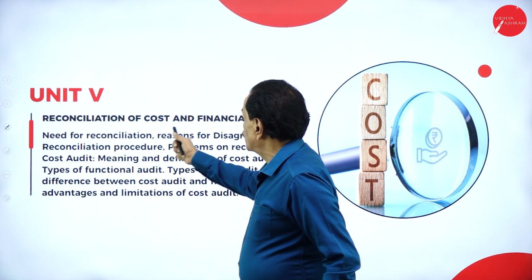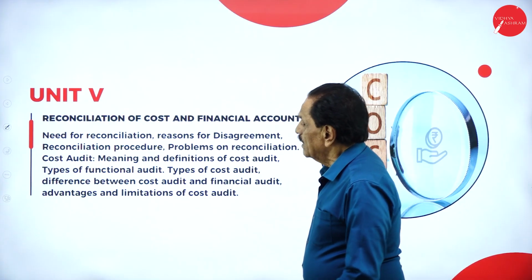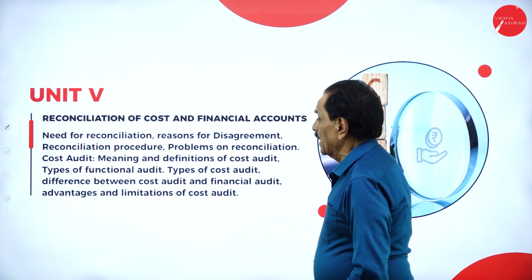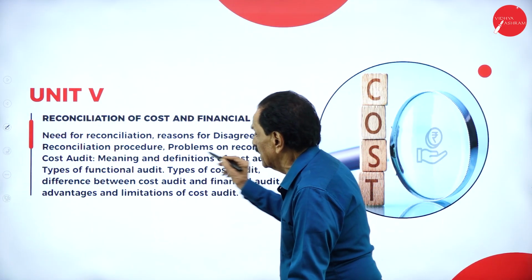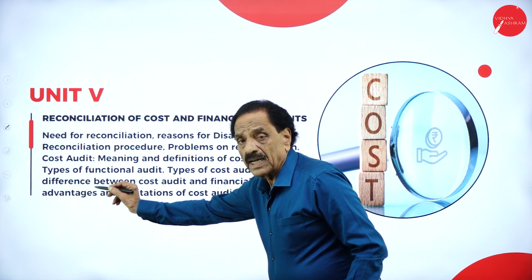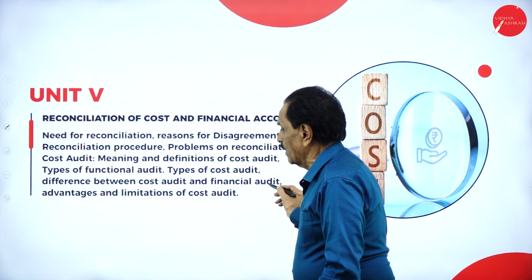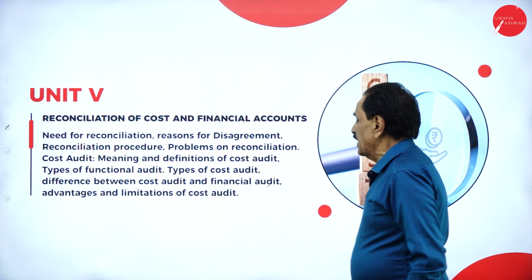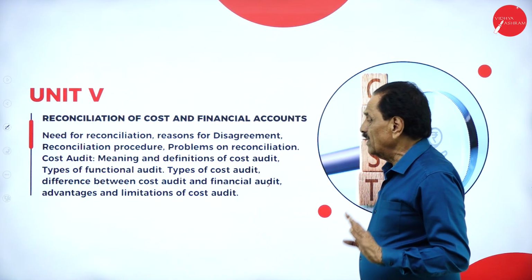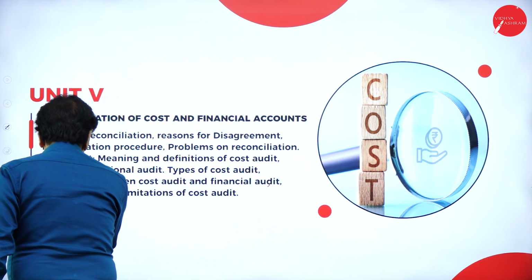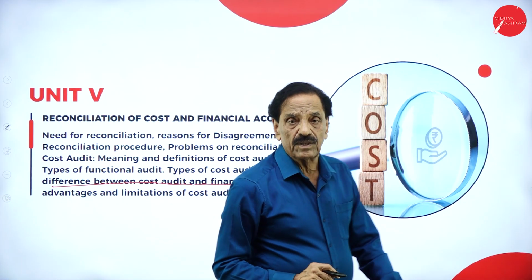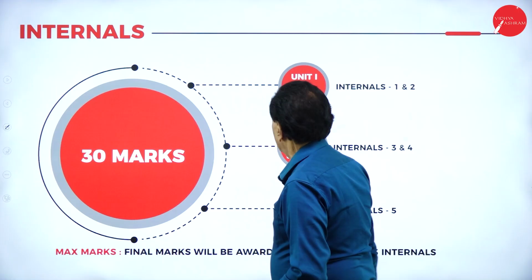Fifth one, reconciliation of cost and financial accounts: need for reconciliation, reasons for disagreement, reconciliation procedure, problems on reconciliation. Cost audit: meaning and definition of cost audit, types and functions of audit, types of cost audit, difference between cost audit and financial audit, advantage and limitation of cost audit. So a definite question will be asked here: differences between cost audit and financial audit, advantage and limitation of cost audit. This will be asked. 30 marks.